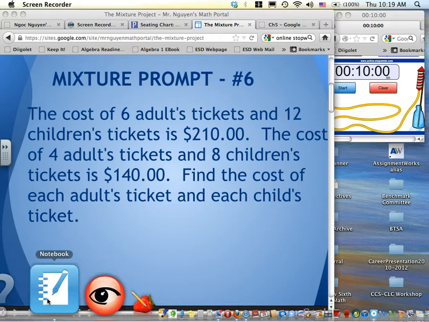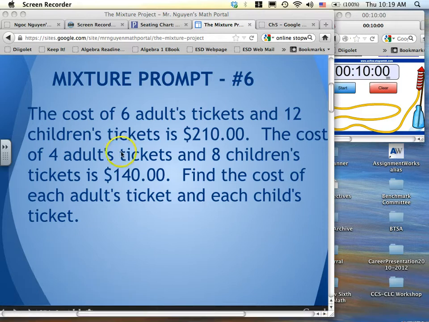So let's get started. If you read the problem and read the question that's being asked, you notice that they're asking you for the price per adult and per child.